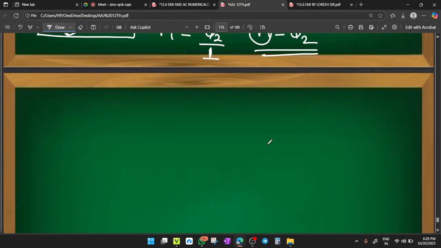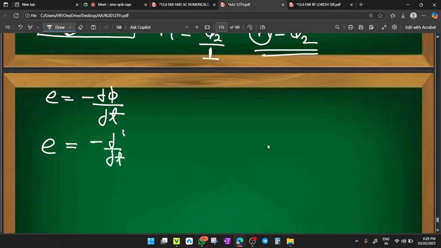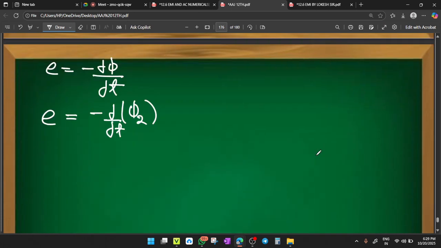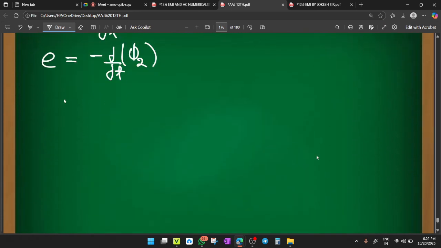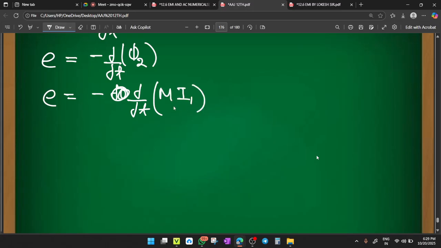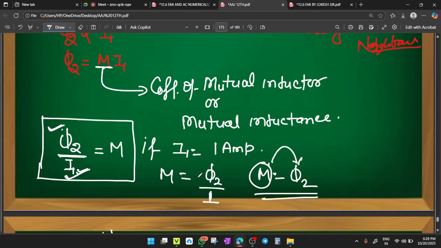Now, the amount of induced EMF. We know the induced EMF given by Lenz's formula is equal to minus d phi by dt, right? So here the mutually induced EMF is equal to what? The flux that is changing here is phi 2, in the secondary coil, because we are talking about the secondary coil. Equals minus d by dt of phi 2, and the value of phi 2 equals M I1, from here. Clear?